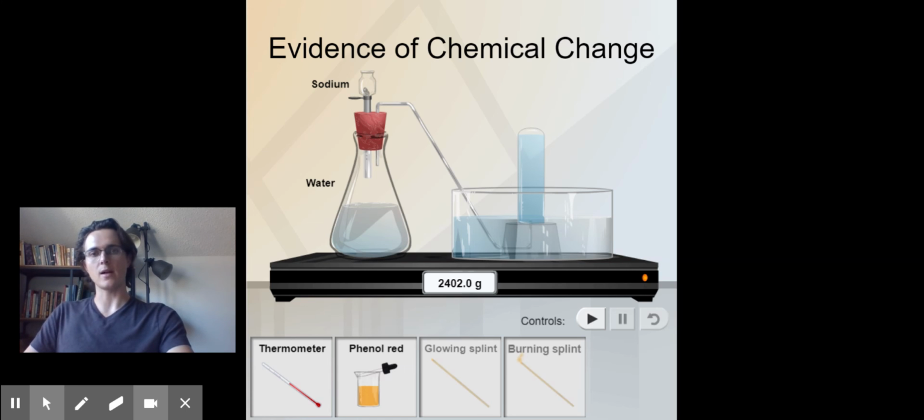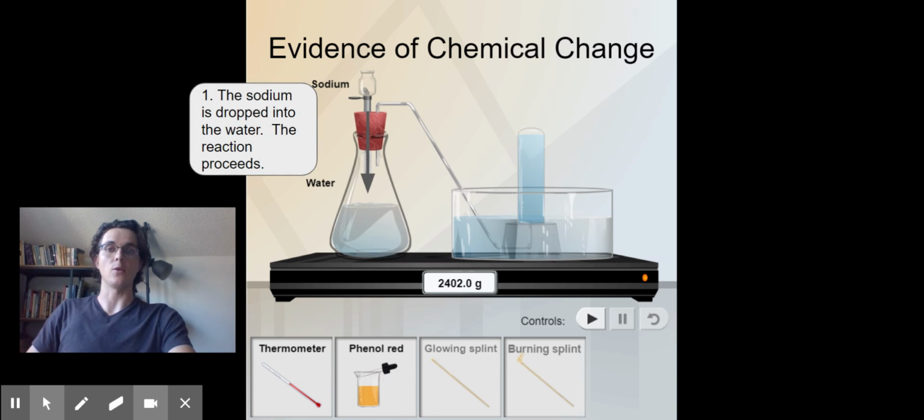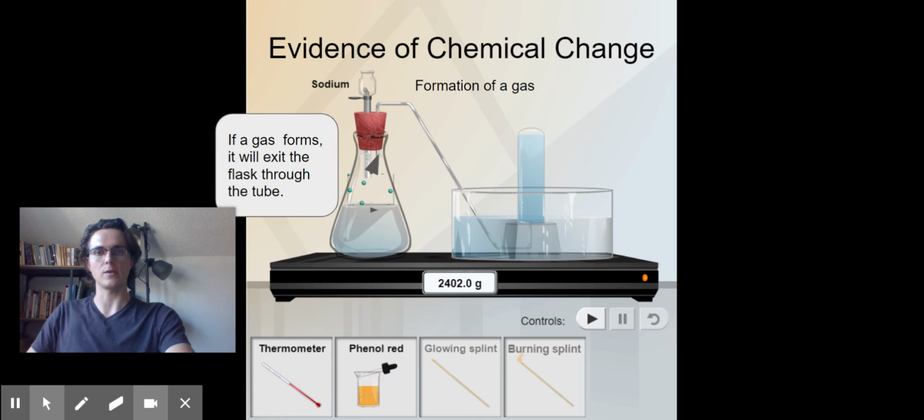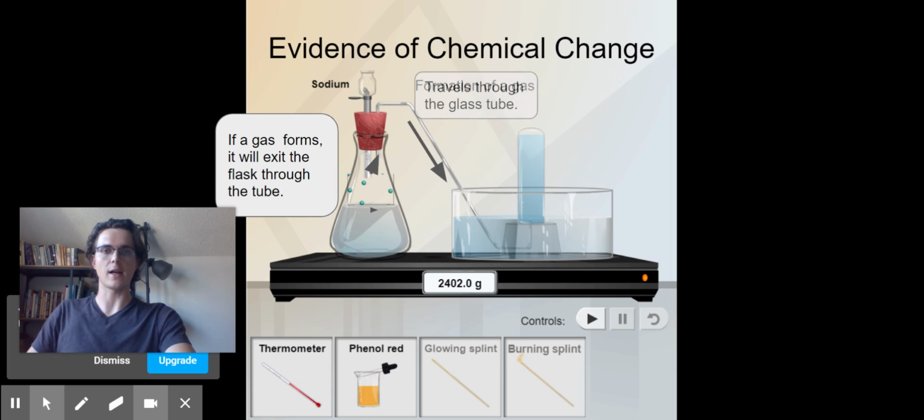Okay, so we set up our flask with a gas collection or a gas formation chamber here. And basically what's going to happen is the sodium is going to be dropped into the water, and the reaction will happen. And a gas might form. If a gas forms, it's going to exit the flask through the glass tube and then move down the glass tube up to the top of this test tube. When that happens, the water will be displaced.